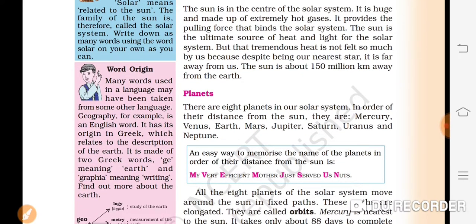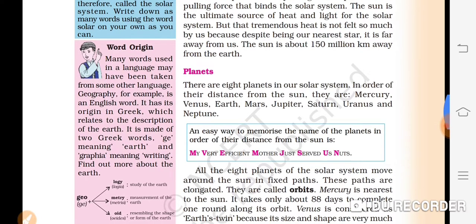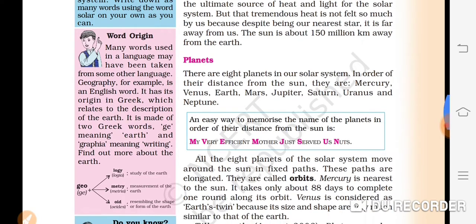So the Sun is the ultimate source of heat energy for the solar system, but the tremendous heat is not felt so much by us, because despite being our nearest star, it is far away from us. The Sun is about 150 million kilometers, that means 15 crore kilometers, away from the Earth.